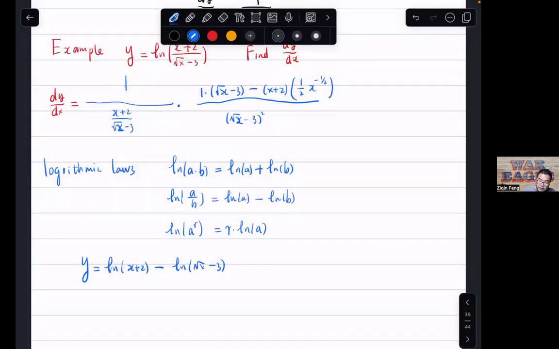And so in this case, we can differentiate its new form. So dy over dx is basically 1 over (x plus 2) times 1, minus 1 over root x minus 3 times 1/2 x to the negative 1/2. This looks way simpler, right? So sometimes you can simplify your function and then you differentiate. So the process is a bit easier.